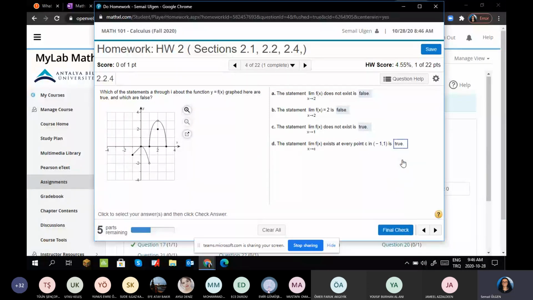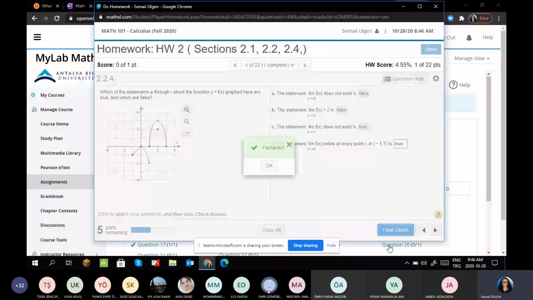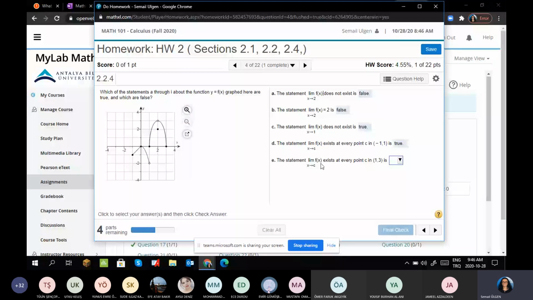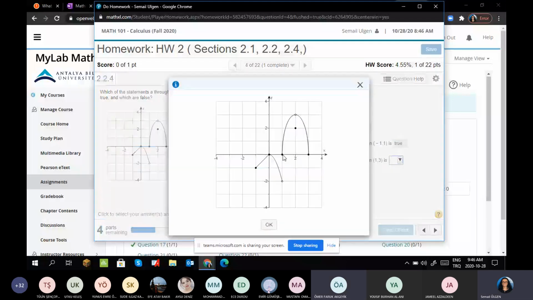is true. Okay? The statement limit as x approaches c exists at every point c in 1 to 3. Let's look at 1 to 3 here. What do you say? We are going to look between 1 and 3. Does the limit exist for each c in between? For which c does the limit not exist then?